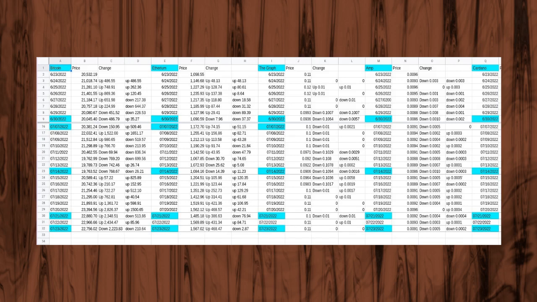Ethereum was priced at 1,098.55, and the Graph was recorded at 0.11. AMP was recorded at 0.0096, and Cardano was 0.47, all priced on June 29, 2022.